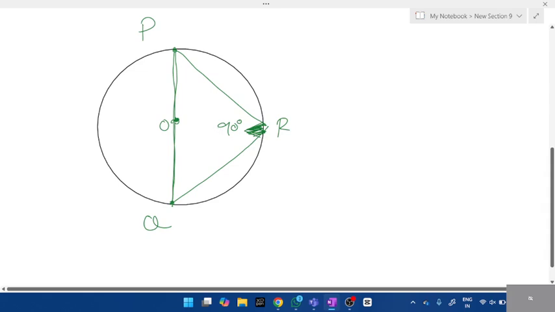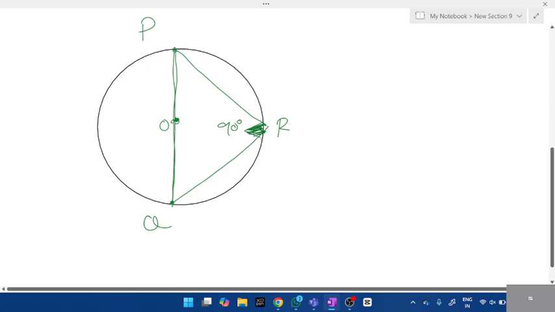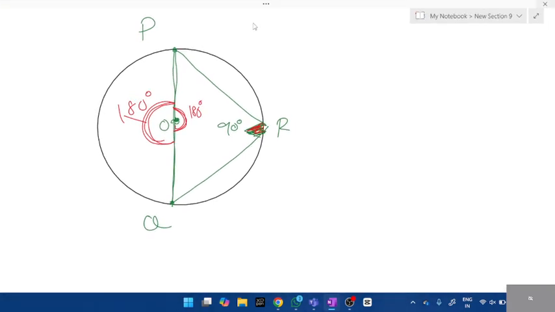From a diameter, you draw a chord. From a diameter, you draw a chord, it forms 90 degree. If this is 90 degree, what will be the outer value, students? Straight line. What is this? 180, right? Both are 180 and 180. Okay.